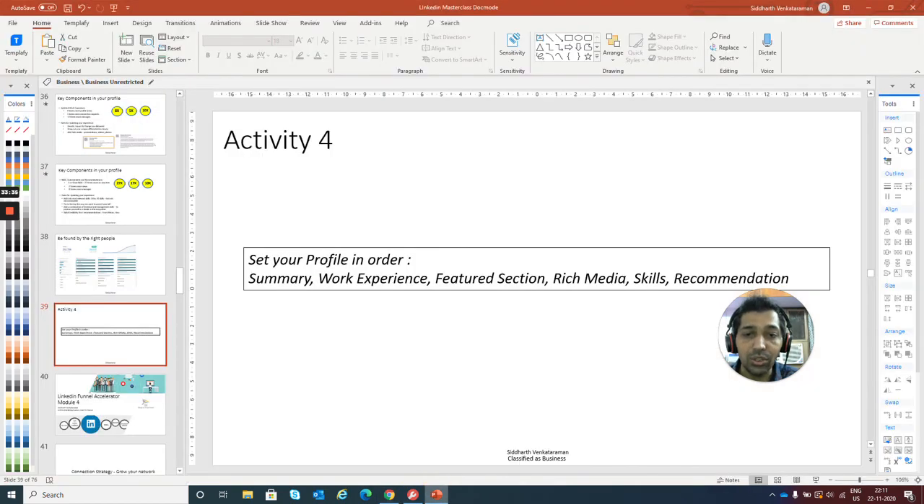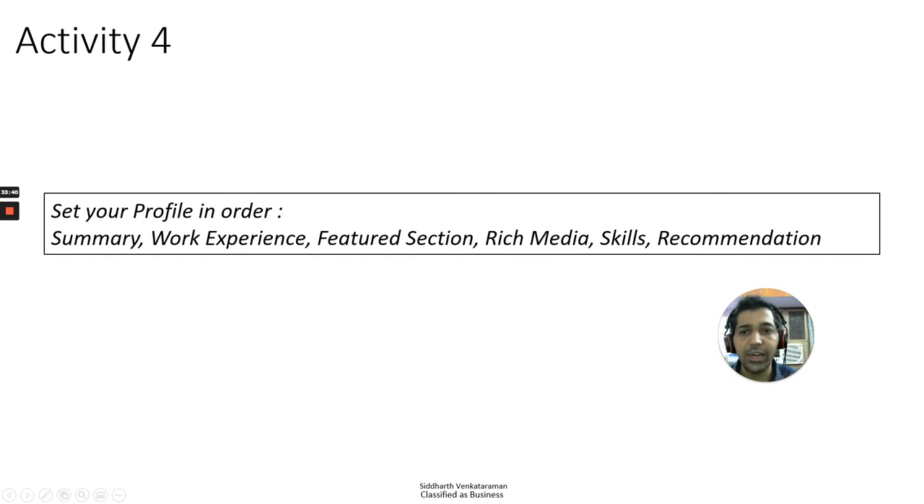So now coming back to our activity chart. Get your summary done, your work experience, your featured section, skills and recommendations, and rich media, both in your work experience as well as the featured section. Get these things done. As I told you, LinkedIn profile optimization is a very, very interesting topic, and as soon as you set these parameters or modules in place, you will start seeing tremendous results. And once you get into the content creation module and start practicing that, there's no stopping.